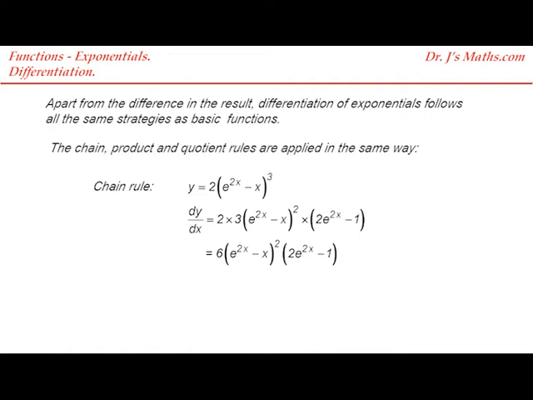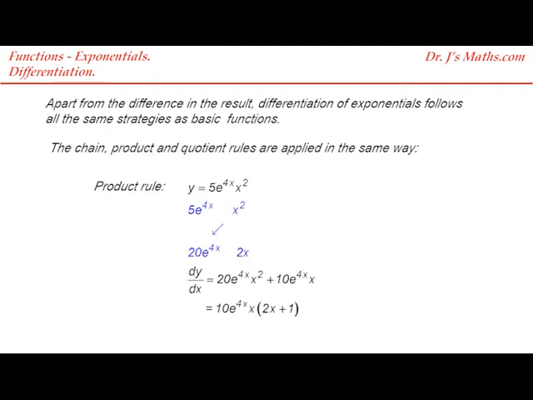The 2 as decoration, leave it there. The 3 as the index comes down the front. Then we rewrite the brackets and we take 1 off the index to make it a square. And then we multiply by the derivative of what's inside the brackets. E to the 2x goes to 2e to the 2x, and the x goes to a 1. Tidy that up a little bit. 2 times 3 is 6. E to the 2x minus x all squared times 2e to the 2x minus 1. Easy.